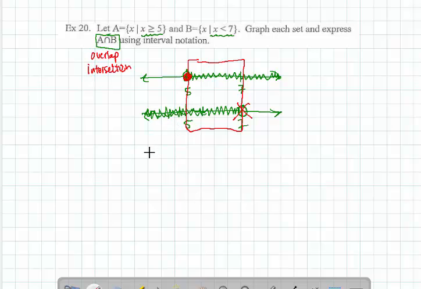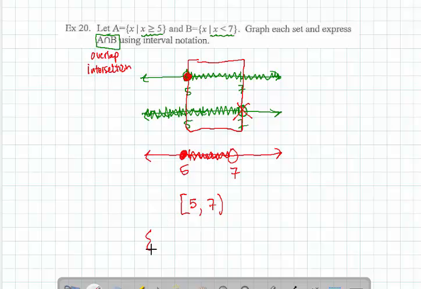Alright, so graphically our solution looks like this. Solid dot at 5, open dot at 7, shade in the middle, and then we want to write it in interval notation, and that would look like this. Solid dot for 5 means we would use a bracket for 5. Open dot for 7 means that we would use a parentheses with 7.